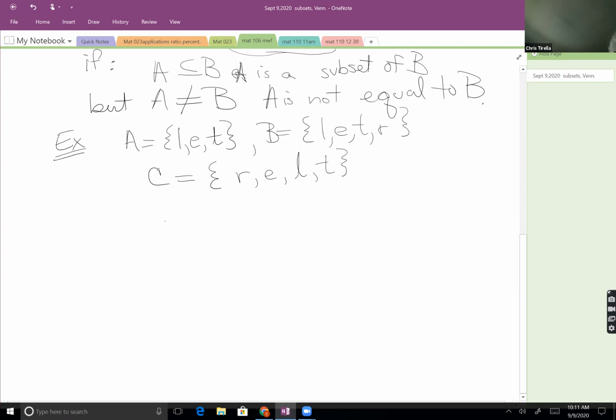From last class, is everybody all right if I say A is a subset of B? Every element of A is also an element of B. Does A equal B? Do they have exactly the same elements? No. So can we say that A is a proper subset of B? Everything in A is in B, but the two sets are not the same.